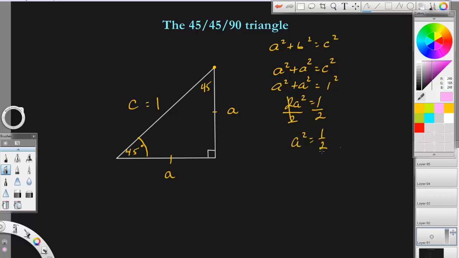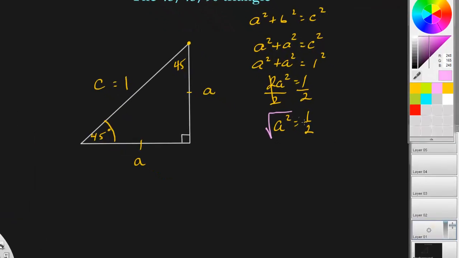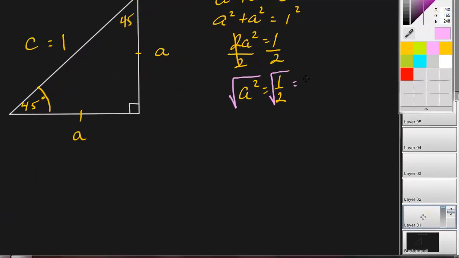Now, we will have to square root this. So we'll square root both sides, all right? So that, remember from yesterday, is the square root of 1 over the square root of 2. And the square root of 1 means what number times itself is 1? Well, that's 1. So it's 1 over the square root of 2.